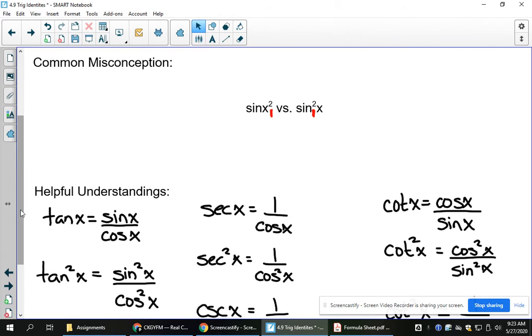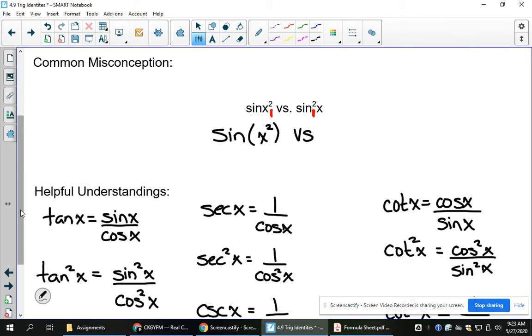So if I have the squared on the x, that means that the x, which is in the angle position, is the thing that's being squared. So that'd be like writing this. If the squared is on sine, that means that the whole sine x function is being squared.